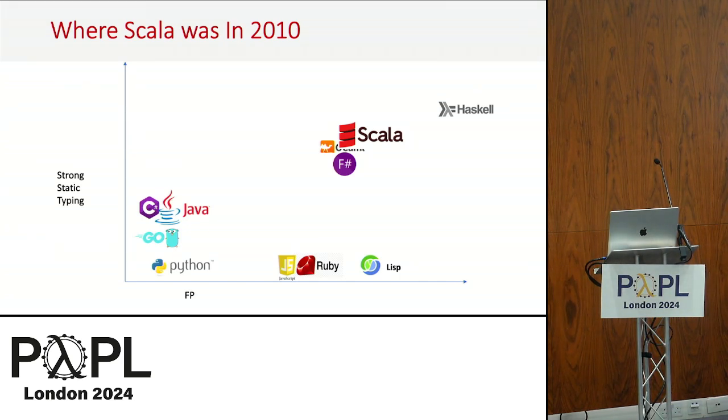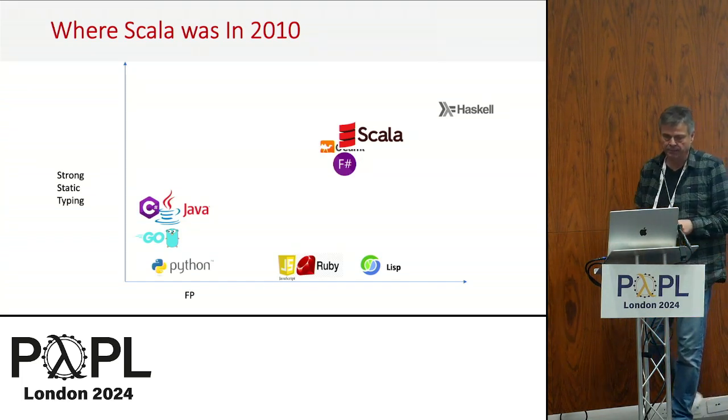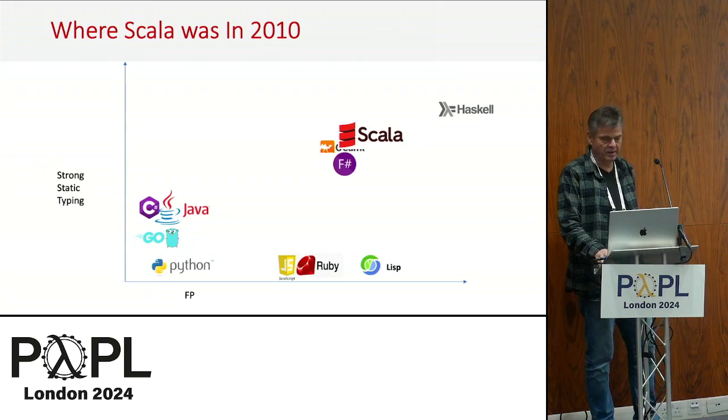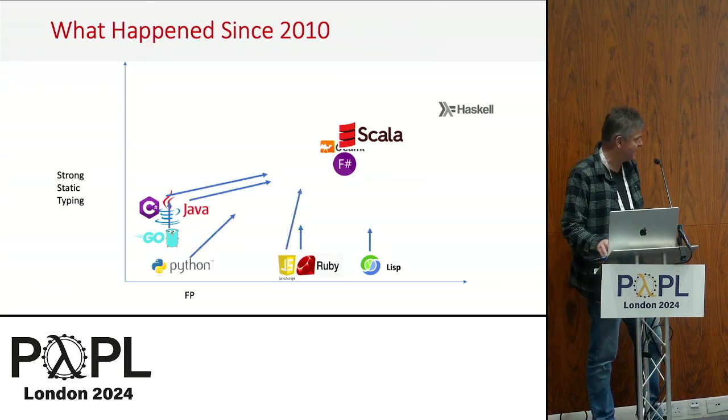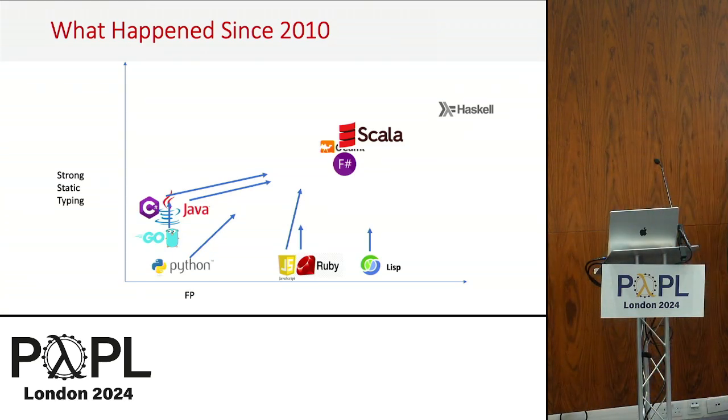Whereas the rest of the world was essentially lingering here, either at the bottom, dynamically typed languages, which were sort of functional, such as Lisp and maybe Ruby, or statically typed languages with very small and primitive type systems, which is essentially Java, C#, Go, and all the rest over here. So that was in 2010. But the world has caught up quite a bit. So basically you can say all the rest moved towards that spot.